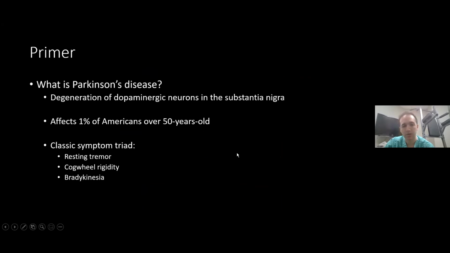Classically, Parkinson's has these three symptoms. They have a resting tremor, which is very noticeable, very classic. They have cogwheel rigidity and bradykinesia. There are some other symptoms of Parkinson's disease, like freezing of gait and difficulty with balance, that are not present in all cases. There's also the Parkinson's plus syndromes, which really aren't the purview of DBS. It's really for these classic symptoms in Parkinson's in particular.